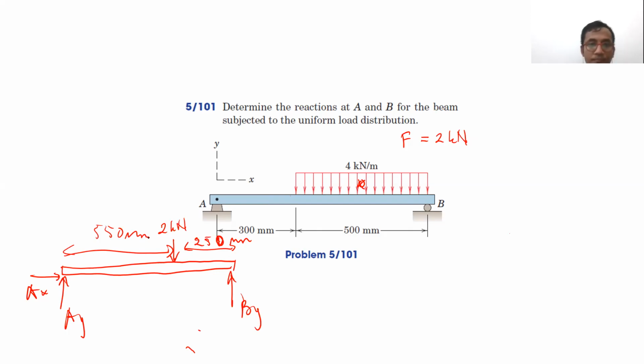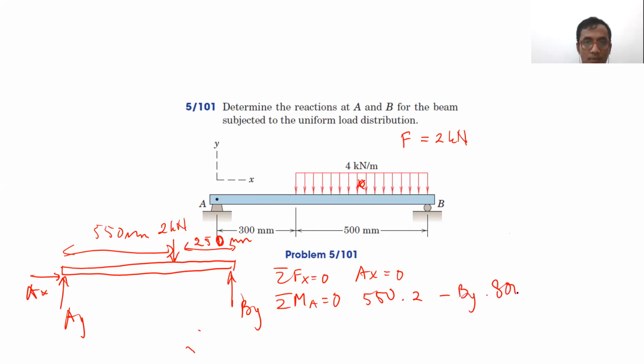Okay, using sigma Fx equal to 0, what we will get is Ax is equal to 0. Then using sigma moment at A equal to 0, what we will get is 550 multiplied by 2 kilonewton minus Py multiplied by 800 millimeters is equal to 0. And then we can get Py.